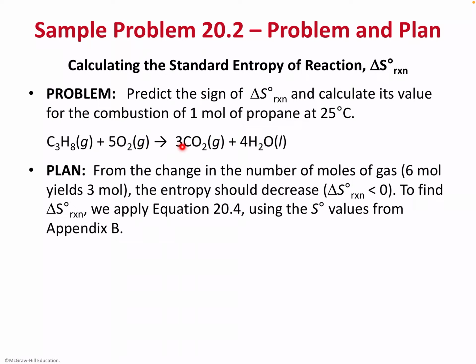So what happened to the entropy then? Should become decreased. If the entropy is decreased, what do you think? Delta S naught reaction, positive or negative? We can predict that it would be negative, right? So from the change in the number of moles of gas, 6 going to 3, the entropy should decrease, less than 0. So to find out the delta S naught reaction, we are asked to calculate what is the entropy for the reaction. We have to apply equation 20.4 using the standard entropy values from Appendix B.